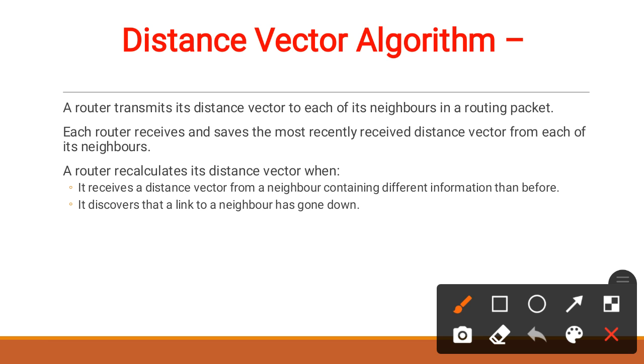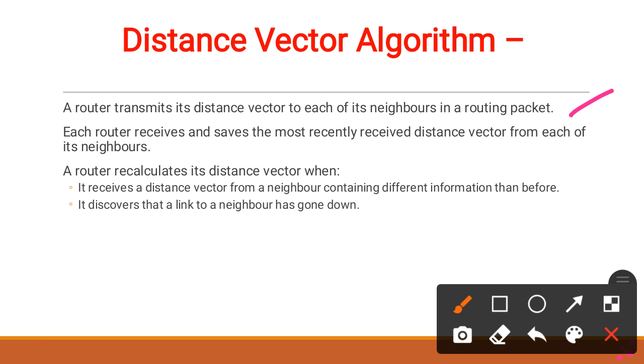Each router maintains the distance vector to each neighbor in the route packet. Each router receives and saves the most recently received distance vector from each of its neighbors. A router recalculates its distance vector when it receives a distance vector from a neighbor containing different information than before, or when it discovers that a link to a neighbor has gone down.